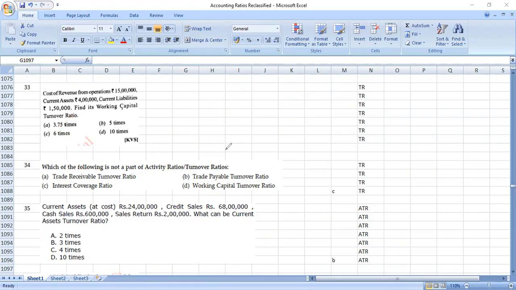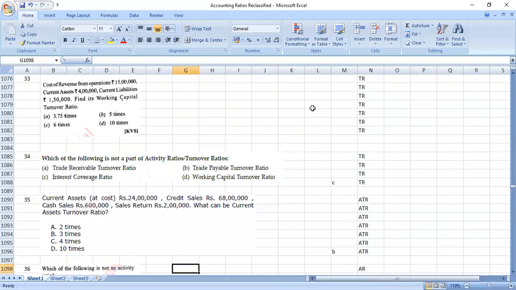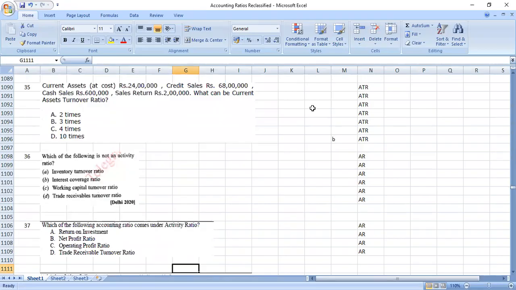Which of the following is not part of activity ratio? Interest coverage ratio is part of solvency ratio. 35th question. Current asset at cost 24 lakhs, credit sales 68 lakhs, cash sales 6 lakhs, sales return 2 lakhs. What will be current assets turnover ratio?